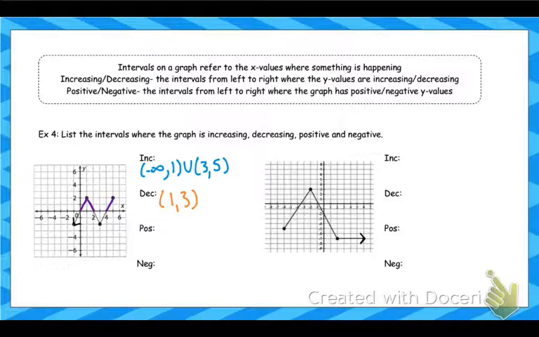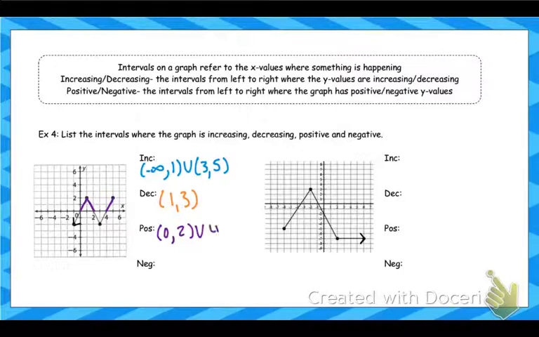Well, that purple part starts at 0, continues to 2. I'm using parentheses on these because at 0, it doesn't actually have a positive y value. When x is 0, y is 0, and 0 is not a positive number. 0 is 0, so I can't use a bracket on that. Then I'll go to the next interval.